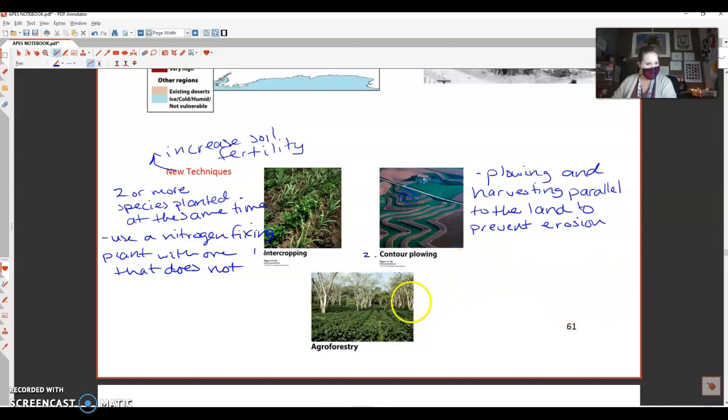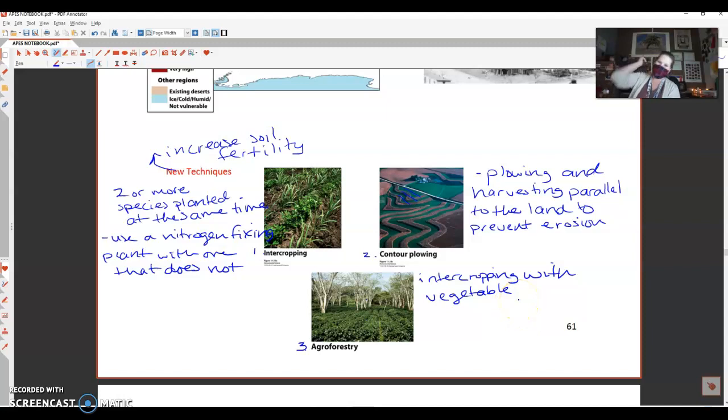Okay. The last one, the third type we have is agroforestry. So look at the picture, y'all. Trees, plants. Agroforestry. Okay? So this is a type of intercropping with vegetables. So you have trees grown with vegetable plants. Okay? It's a perfect scenario.